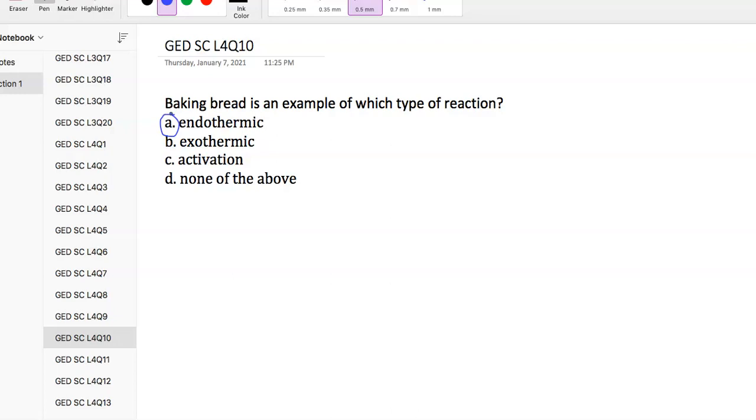So an endothermic reaction is any chemical reaction that absorbs heat from its environment. Baking bread or an egg solidifying, those are common examples of endothermic reactions. An exothermic reaction involves the energy usually being transferred as heat energy, causing the reaction mixture and its surroundings to become hotter. Like a burning candle would be an excellent example of an exothermic reaction. Activation energy is the amount of energy needed to get a reaction going. So starting a fire, that would be a good example of activation energy.